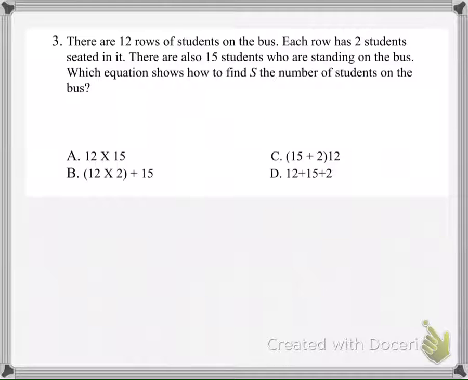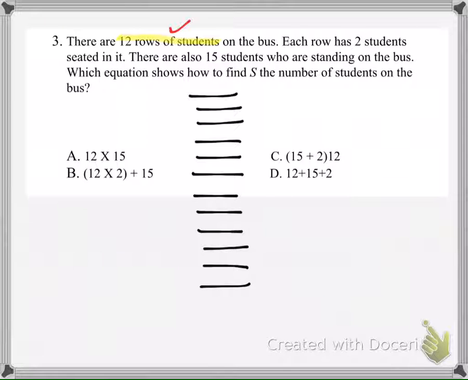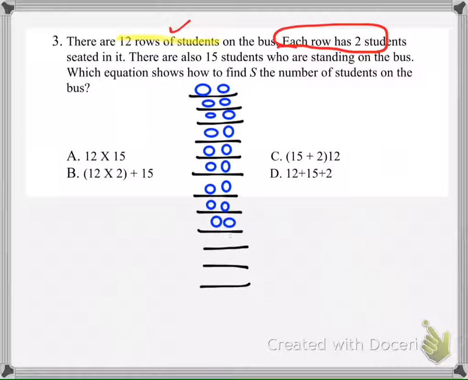Number 3, there are 12 rows of students on the bus. So let's talk about that first. If you know what rows are, there's these lines right there, right? So that's what that means, 12 rows of students. Each row has 2 students seated in it. So I'm going to put 2 students inside each one of those rows. I'm doing this so you can understand what I'm talking about. You may have to do this, you may not have to do this. So there's 2 in each row, 2 there, 2 there, 2 there, 2 there. And all the way to the bottom, there's 2 students in each row.